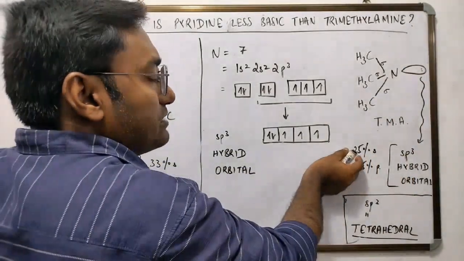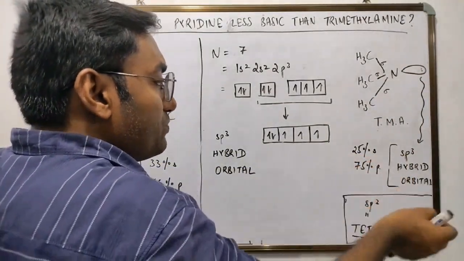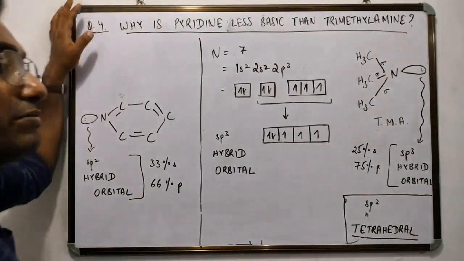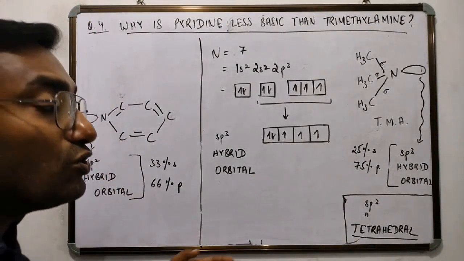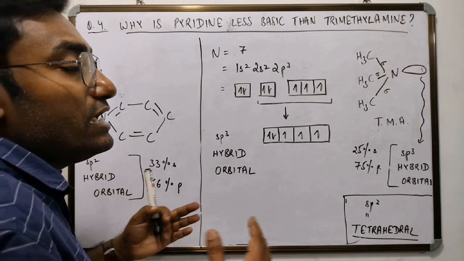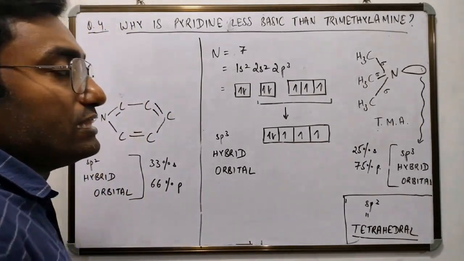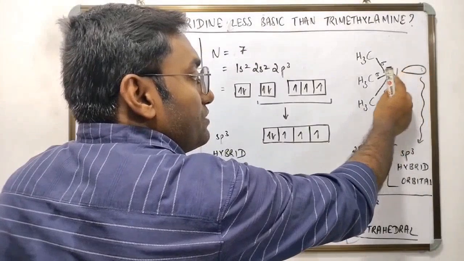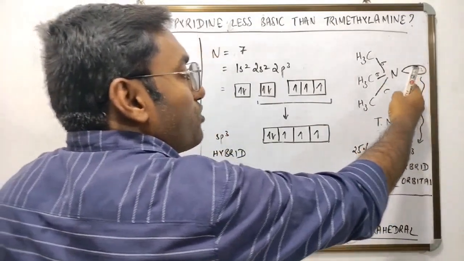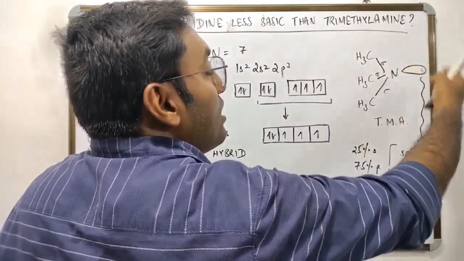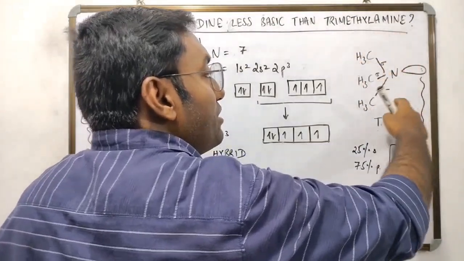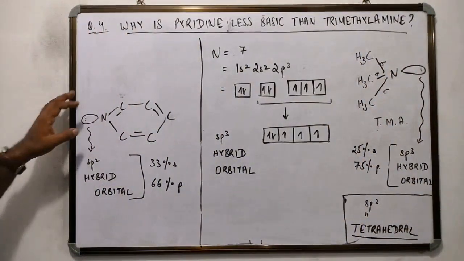sp3 has 75% p character and only 25% s character. That means the sp3 hybrid orbitals have a larger lobe. A larger, longer lobe ensures that the electrons are much freer to move. They are less associated with the nucleus of the nitrogen and are more available for a proton or for a Lewis acid. That makes trimethylamine a very strong base.